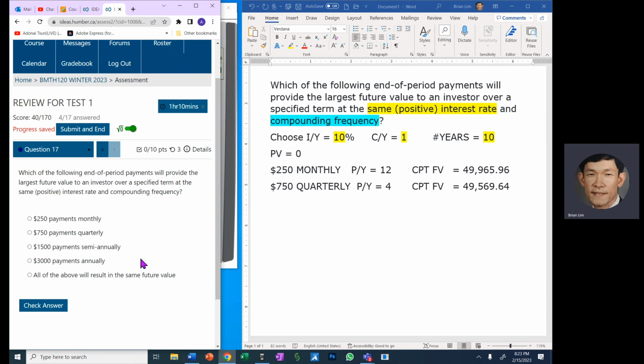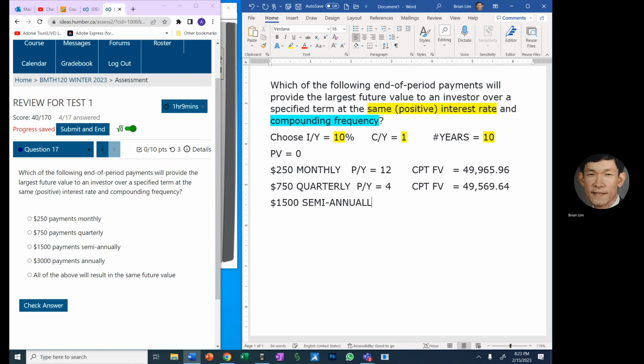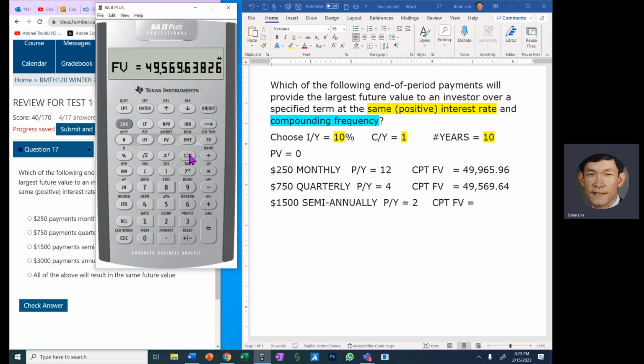Now next one, $1,500 semi-annually. So what does that mean? Well, it means that P/Y is equal to 2. And then we have to compute the future value, and that would be equal to some amount of money. So let's go back in there now. P/Y is 2. Enter. And C/Y is 1. Enter.